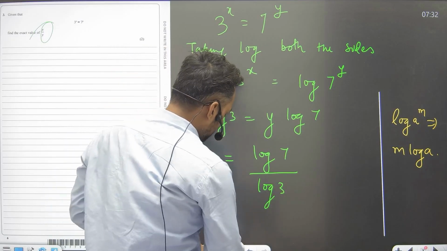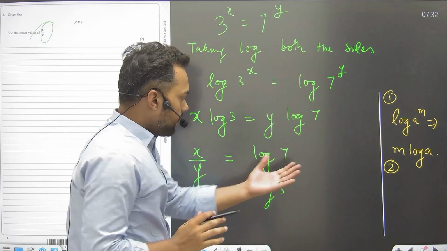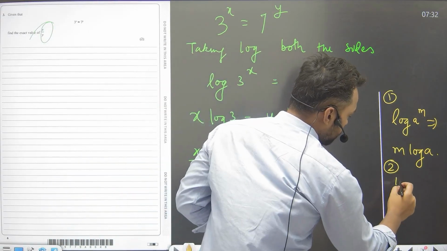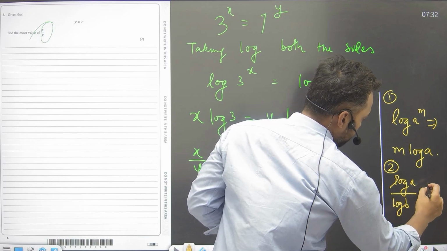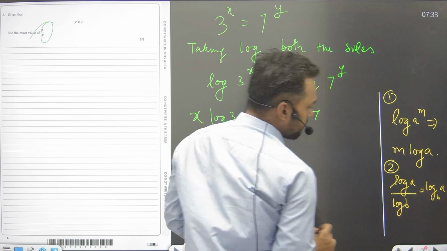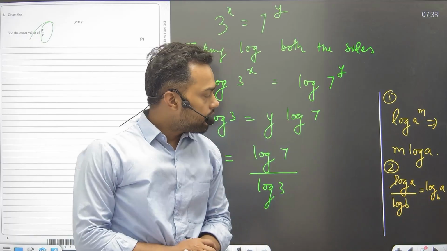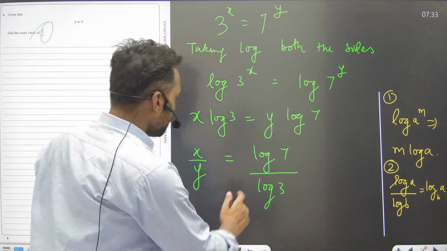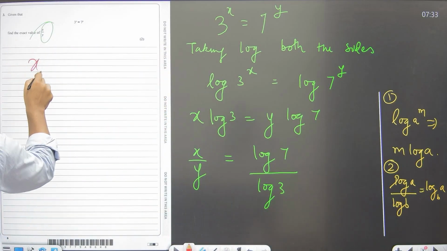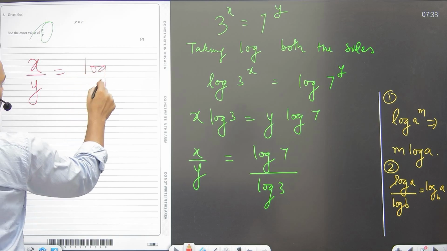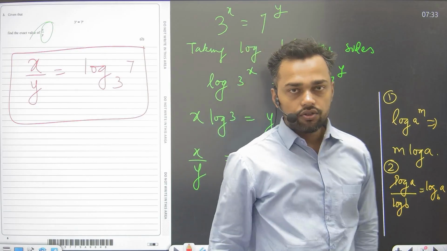Again, the second rule which we will be applying here, I will be mentioning it here. This was the first rule. The second rule, for those who don't know this part: log of a by log of b can be written as log of a base b. So I will be applying this rule here. So what you will get, student, is x by y equals log of 7 base 3. Okay, so this is our solution.